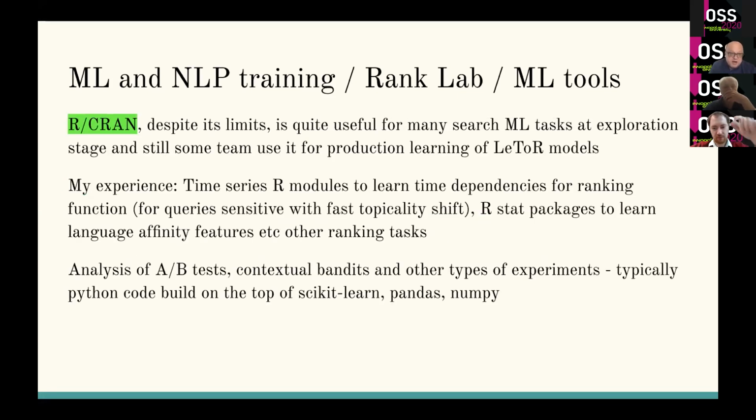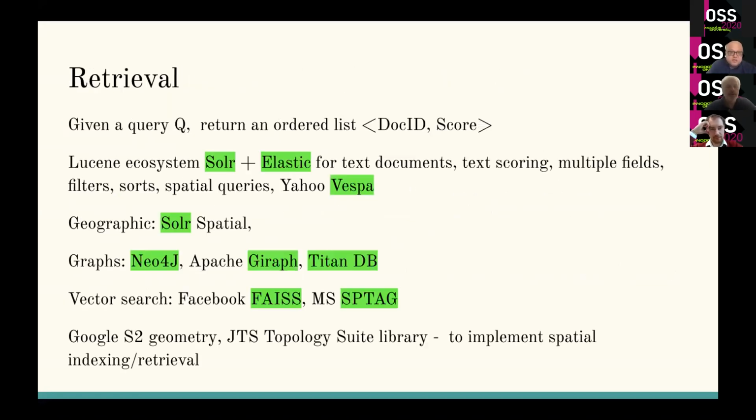And then, of course, there is the very classic cron stack, which maybe does not scale well for super huge tasks, but it's super useful for many smaller tasks and data science tasks. From my experience, if you want to do time series modeling or spatial modeling, there are a lot of great packages in open source. And if you want to do analysis of A/B tests, contextual bandits, and a lot of other experiments, the open source stacks built around R and CRAN are super useful for this set of tasks.